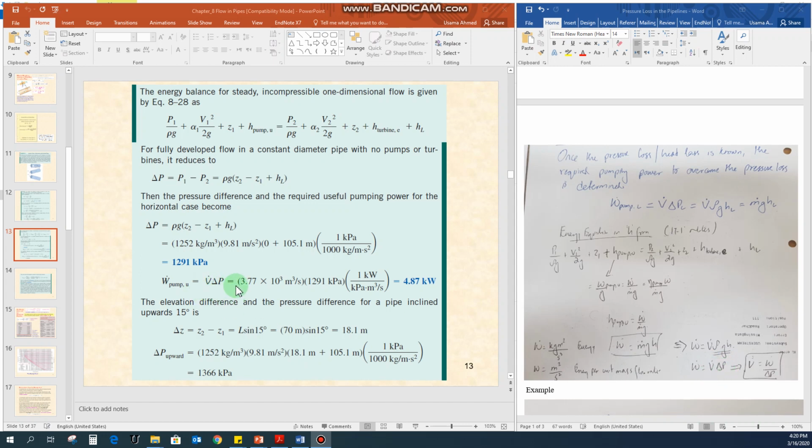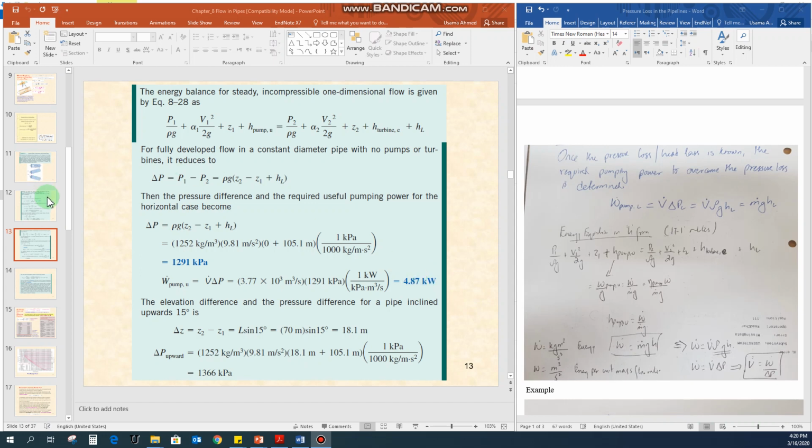So we have got this equation here again. Volumetric flow rate we have calculated earlier, and the delta P we just calculated here. So you will put the values in this equation to get the value for useful pumping energy requirement, which comes out to be 4.87 kilowatt. Now this was the first part of the question.